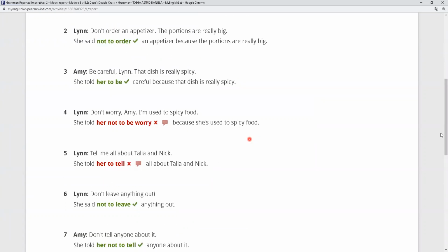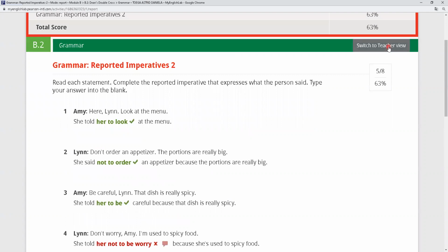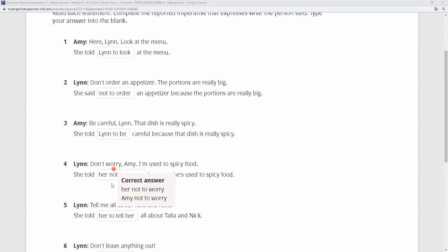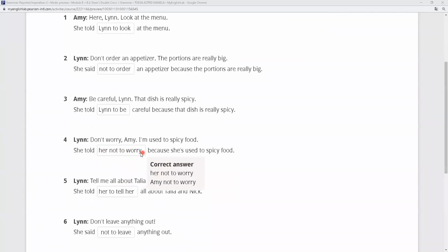Okay. Right. So let's take a review. Why was number 4 wrong? The answer was she told her not to worry, but you wrote not to be worried, right? So the word be was unnecessary, right? You only had to use worry. In this case, we wrote be because we have the verb be, but in direct imperative we don't. So that would be unnecessary.